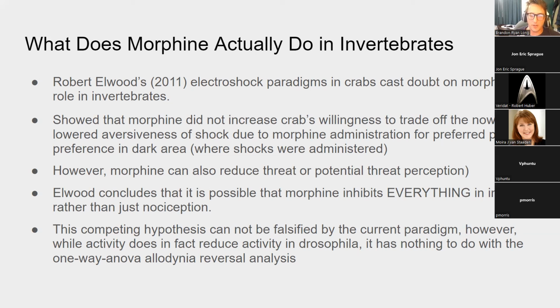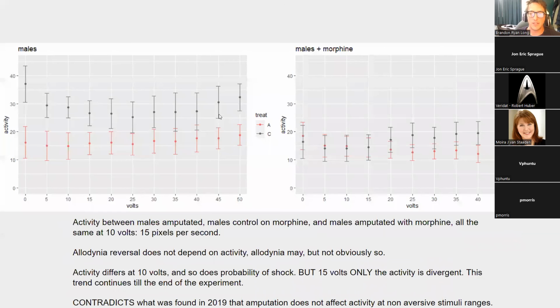And it's kind of hard to rule this out because we do see activity data that is pretty consistent with that hypothesis in males. So I'm going to explain what's going on here really quick. This is the same x-axis we had where there's voltage over time, and the y-axis here is activity. So these are pixels traveled per second. It's not a real distance, but it is a very good stand-in. So this is how much the flies are moving.